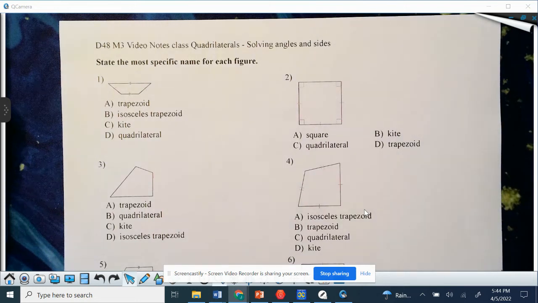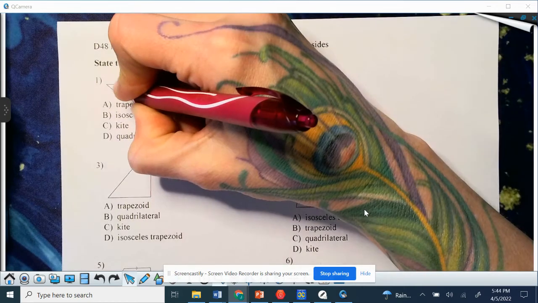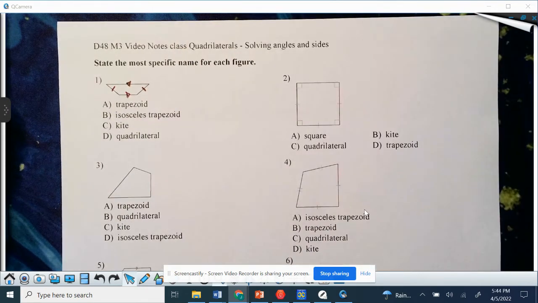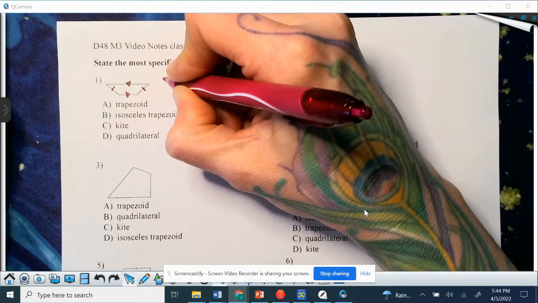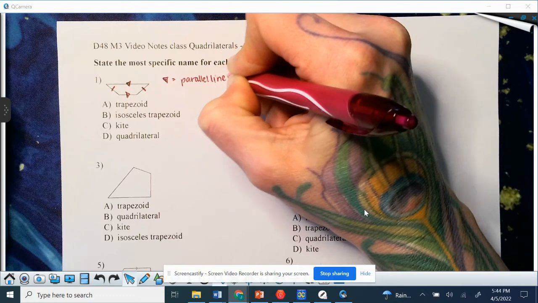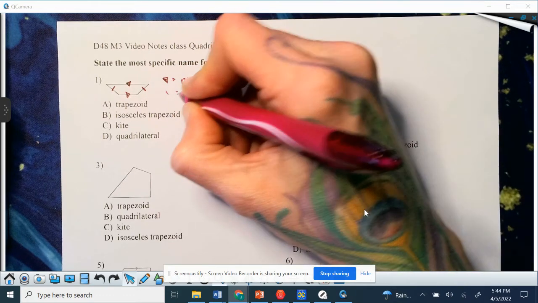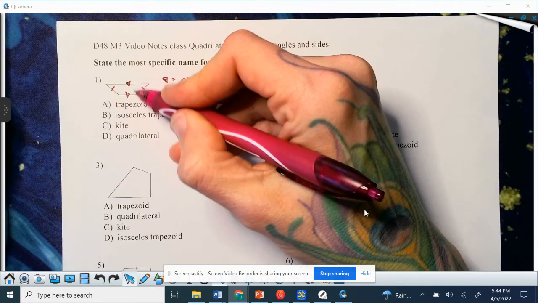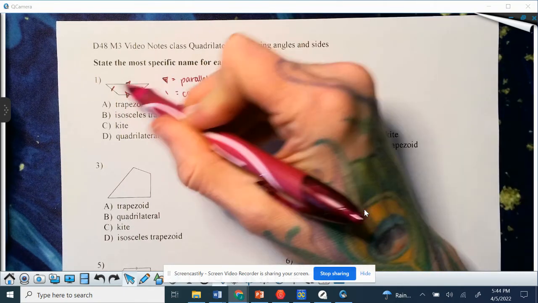All right, so these markings are a little bit harder to see in the picture here, but this is a set of arrows and this is a set of congruent lines. So those arrows, remember that means parallel lines. And the dashes mean congruent to each other. So I have parallel lines, opposite lines parallel, one set of parallel lines, and two sides that are congruent.